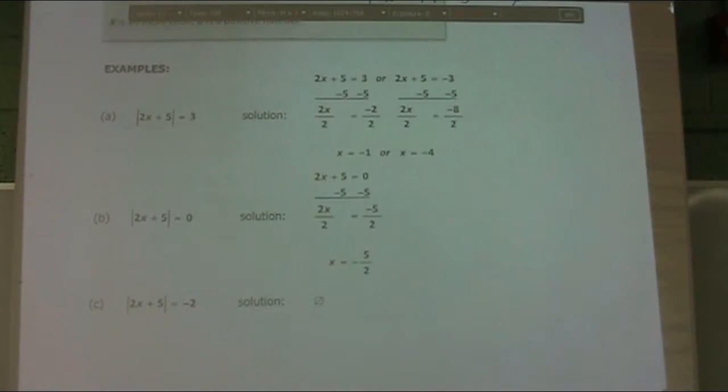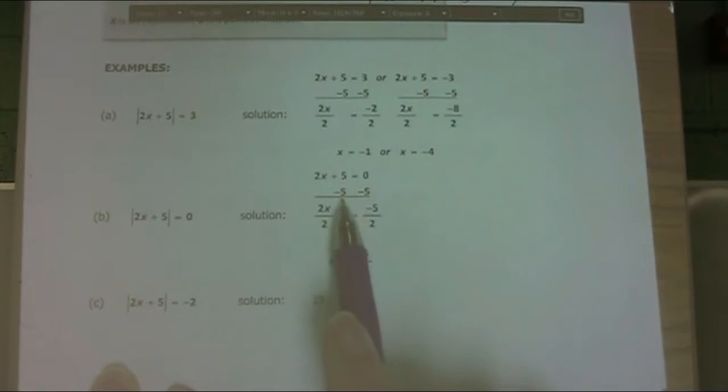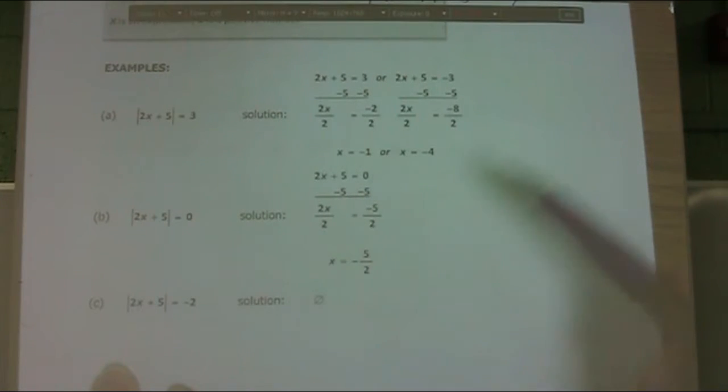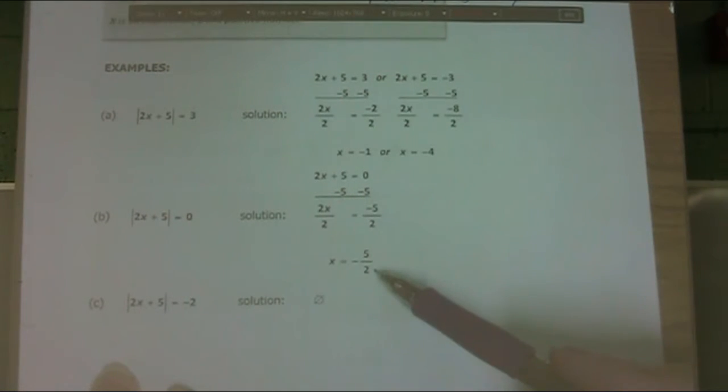Now, my second example here is absolute value equals 0. In this case, there's only one solution, and that solution is wherever what's inside here, so that is 2x plus 5 without the absolute value bars, equals 0. And we're going to solve that by subtracting 5, dividing by 2, and we get x equals negative 5 halves.